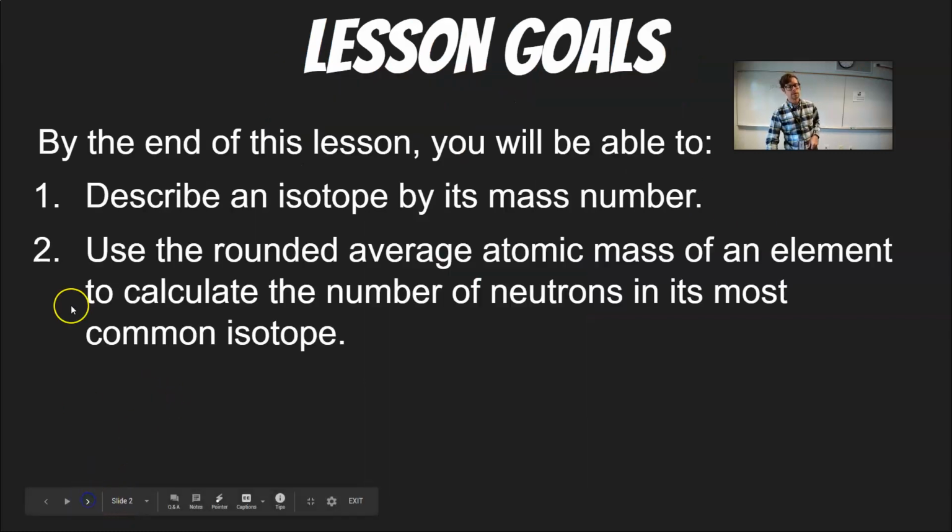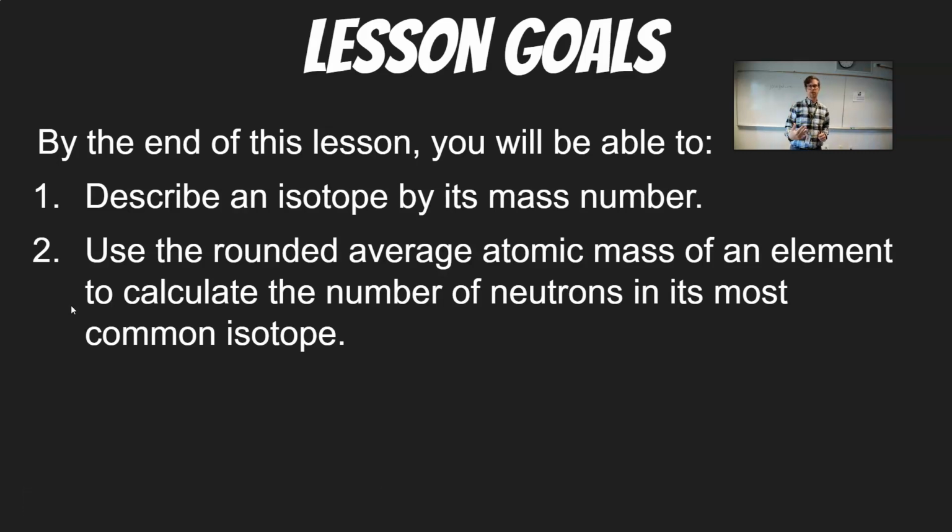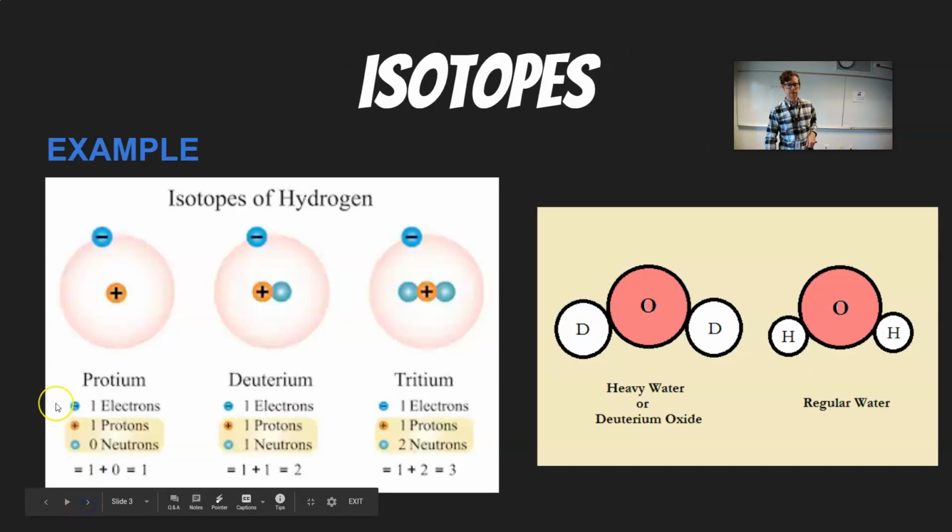Okay, what are we doing today? In this video, the point is I want you to be able to describe an isotope by its mass number and use the rounded average atomic mass of an element to calculate the number of neutrons in its most common isotope. That may not make any sense right now. Hopefully it will by the time we are done with this video.